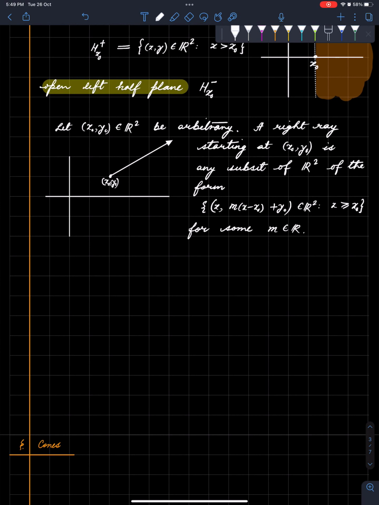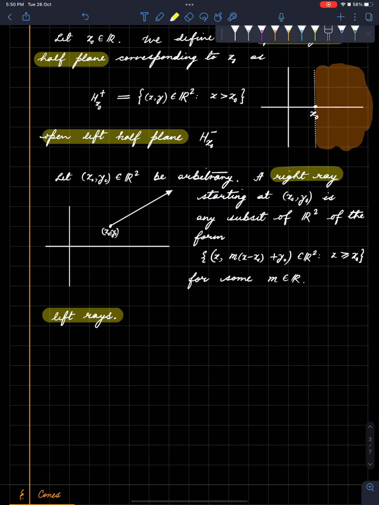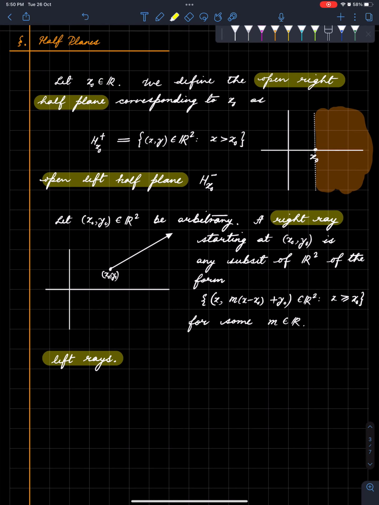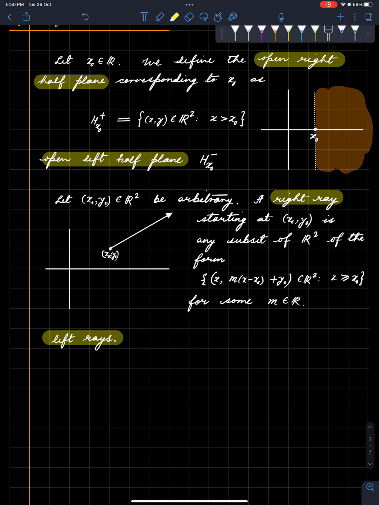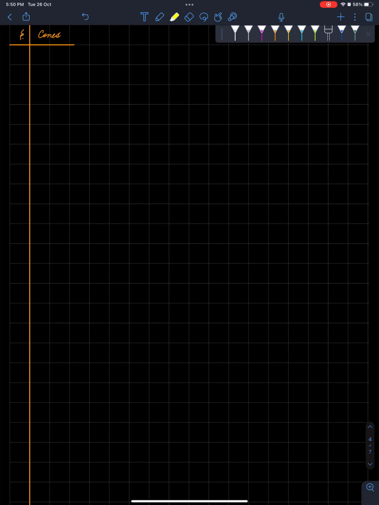And similarly, one can define left rays starting at a given point. Okay, so that you can do. Again, these definitions are also very, very simple. Now for a little bit more complicated definition, we'll define cones.